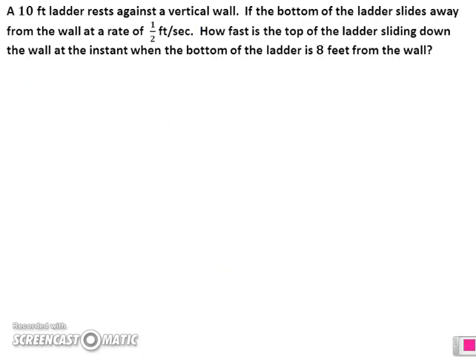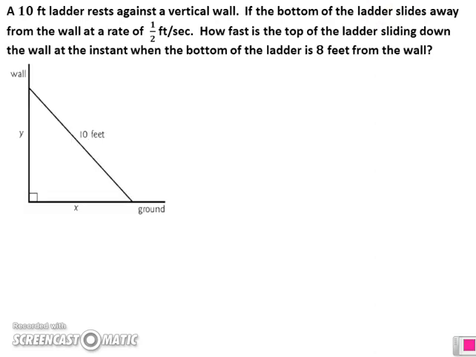A 10-foot ladder rests against a vertical wall. If the bottom of the ladder slides away from the wall at a rate of ½ foot per second, how fast is the top of the ladder sliding down the wall at the instant when the bottom of the ladder is 8 feet from the wall? Okay, here's a picture. So here's our ladder leaning against the wall. It's 10 feet.